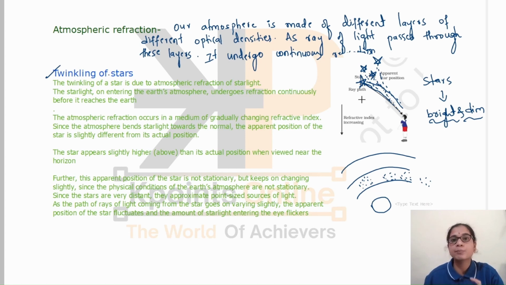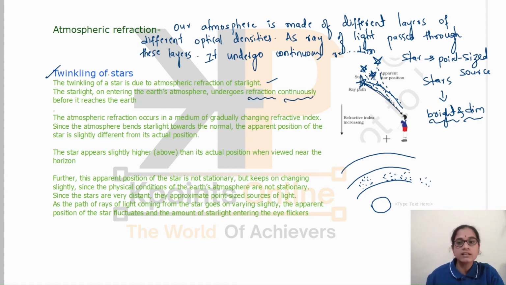And this star acts like a point-sized source, because it is present at a very large distance, so it can be considered as a ray here. Because of that, twinkling of stars takes place. Actually the stars are not twinkling, but it appears as if they are twinkling. See here, the twinkling of a star is due to atmospheric refraction of starlight. The starlight, when it enters the earth's atmosphere, undergoes refraction continuously before reaching the earth.